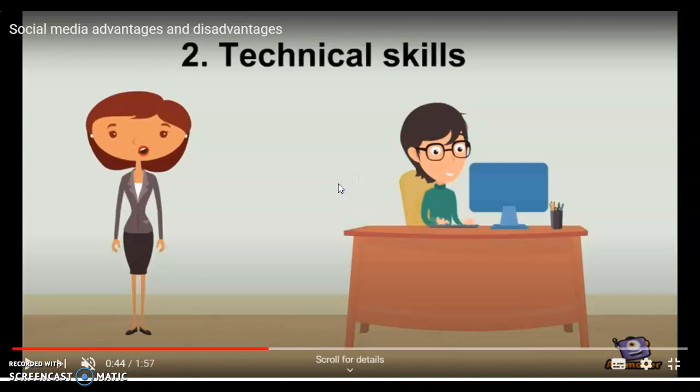The second advantage is technical skill. Now, as I said, technology has both parts. It has both sides of the coin, the positive as well as the negative. The positive part is that when a student or a youth gets connected to any of the technical websites available nowadays, that person will be able to enhance his technical skills.